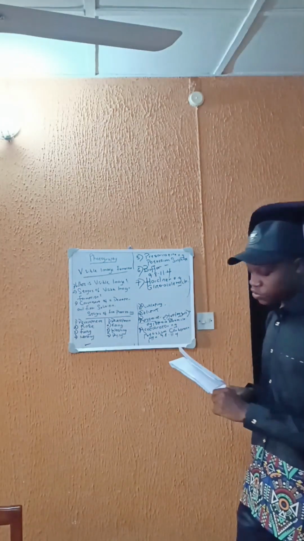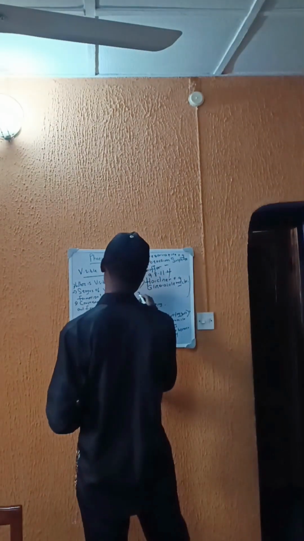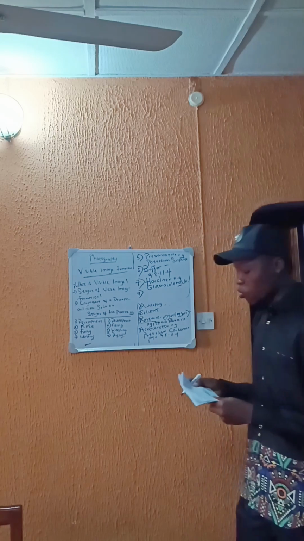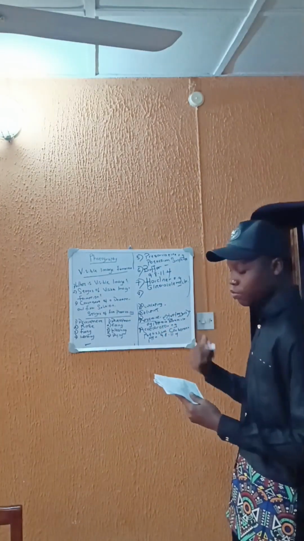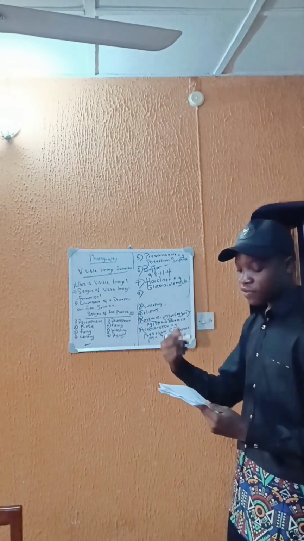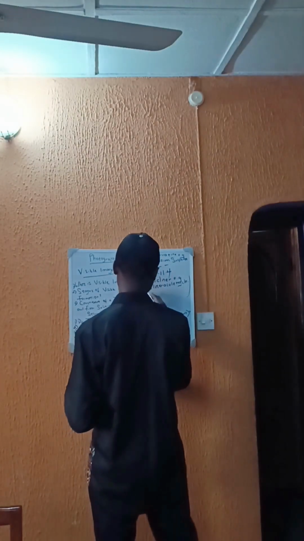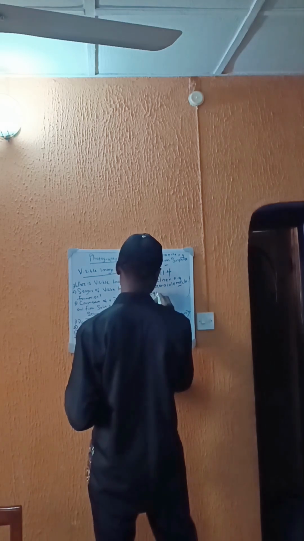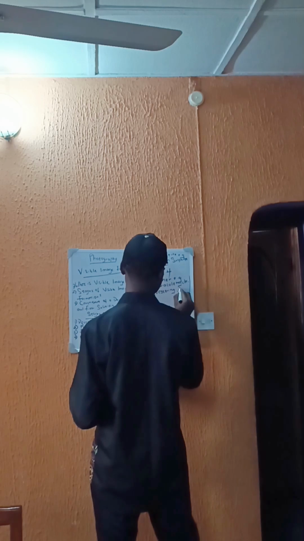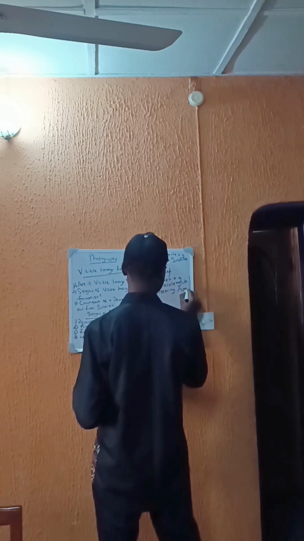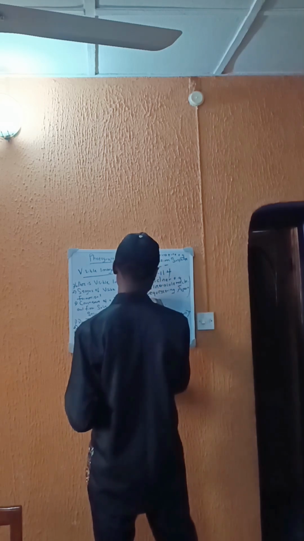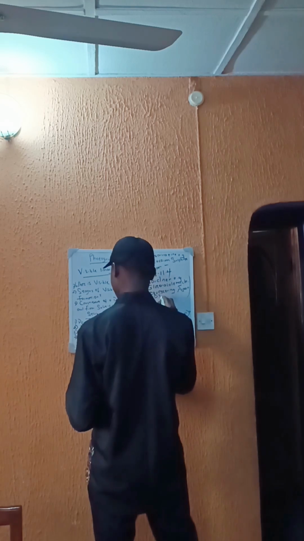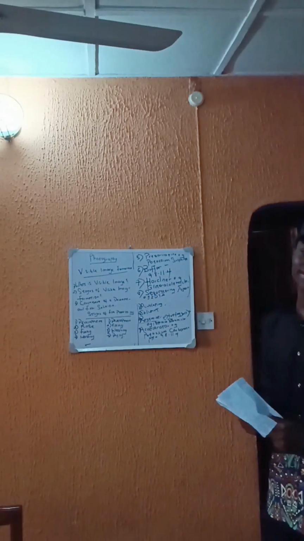Now, the last one is what we call the sequestering agent. This sequestering agent also does a similar thing: it prevents precipitation of salts on the emulsion due to byproducts of the developer solution. An example of this is EDTA. Now the meaning of this EDTA is what? We have ethylene diamine tetraacetic acid.